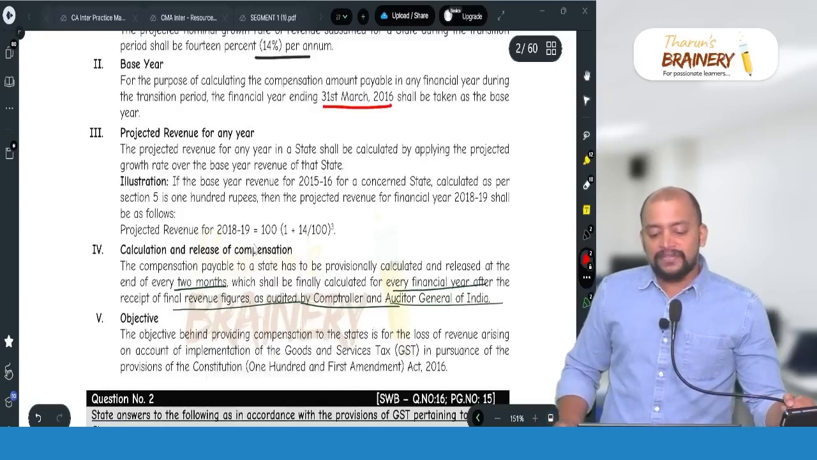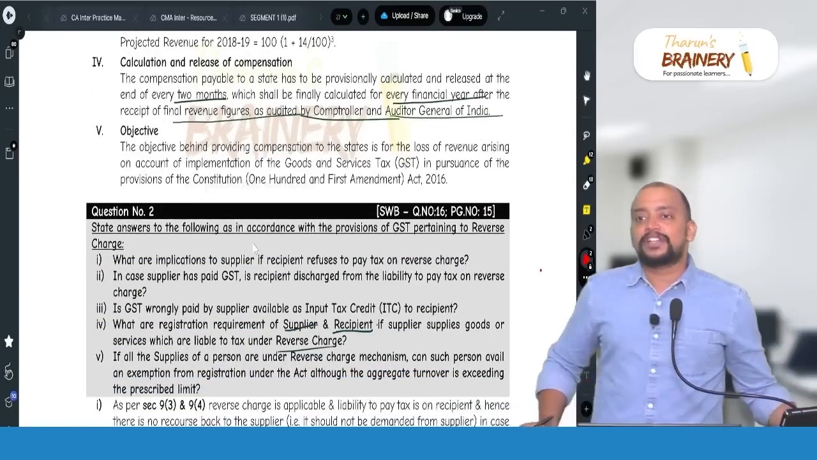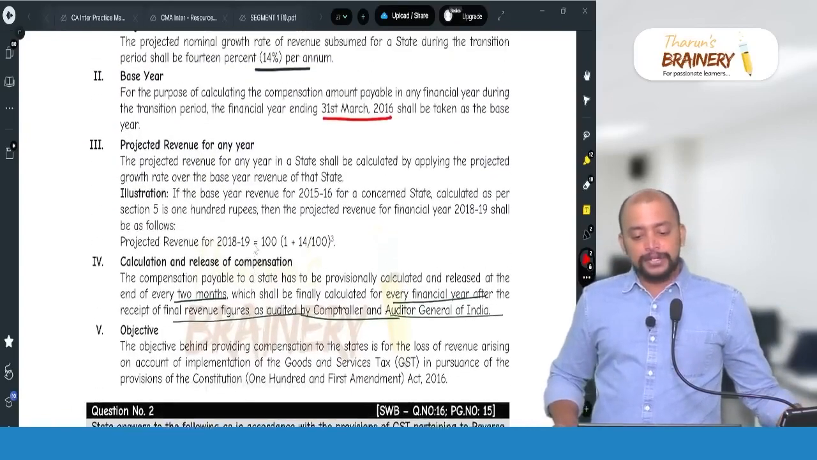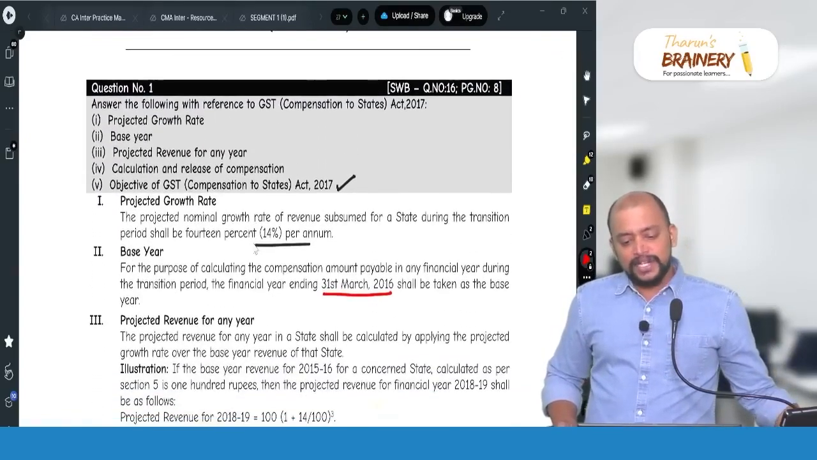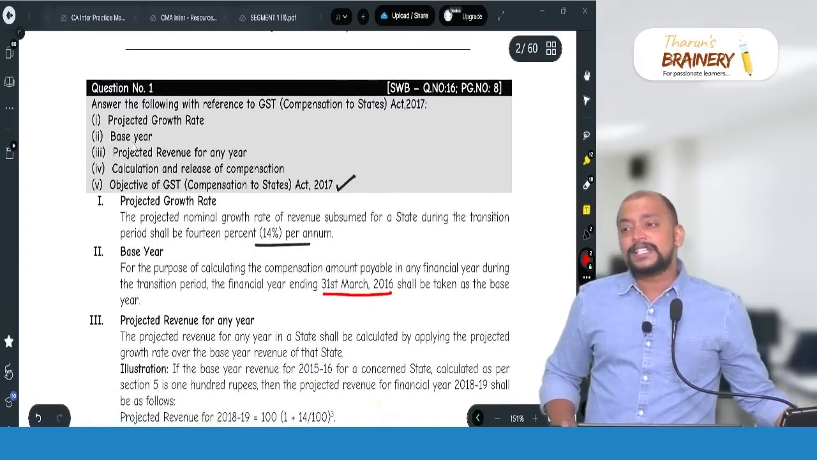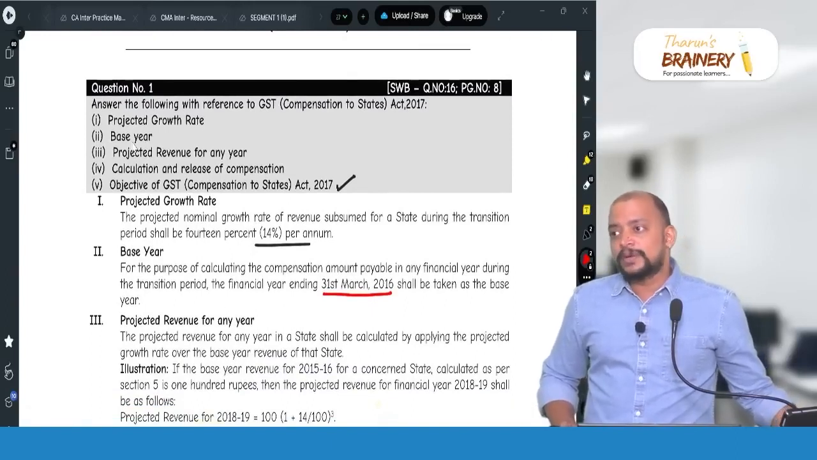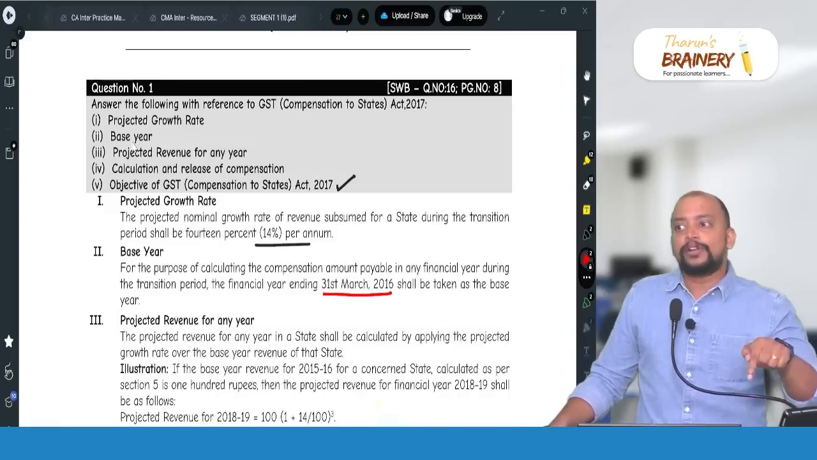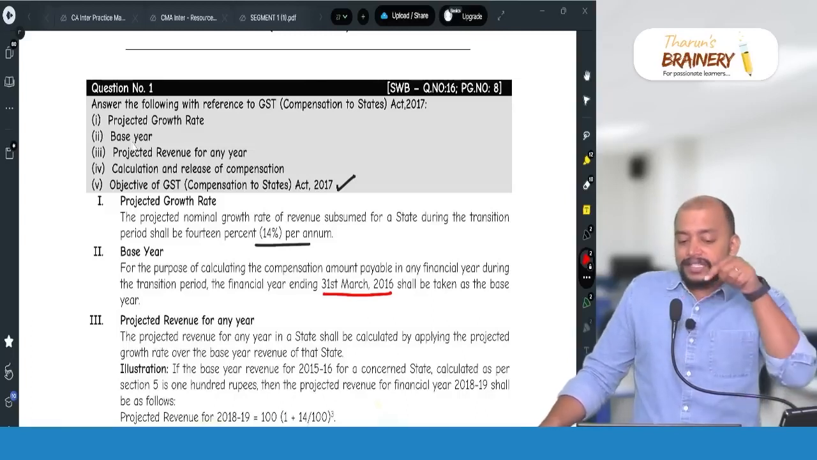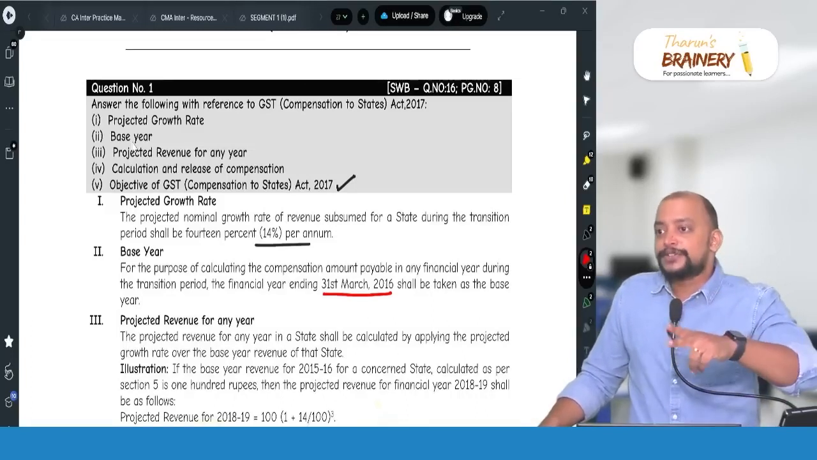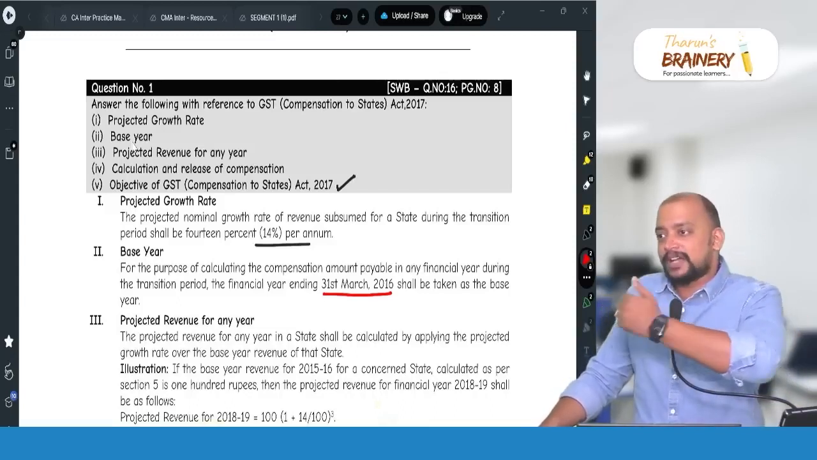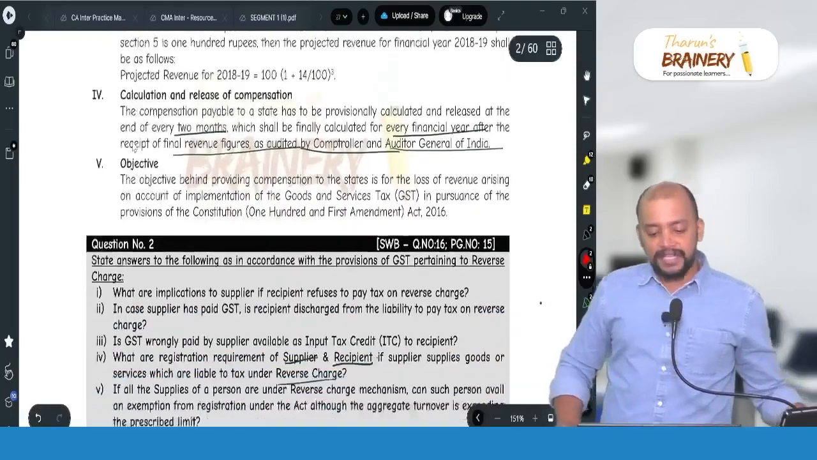Then, objective already we have discussed. So, this is mainly to provide the compensation to the states on account of implementation of GST. So, this is one question which they have asked in CS professional exam 2 attempts before, and this compensation concept is there in CA final exam also, but this type of question they have not yet tested. So, maybe in that 6 marks question, they may give for 4 marks or 5 marks this question. So, that's the reason why I have given this.